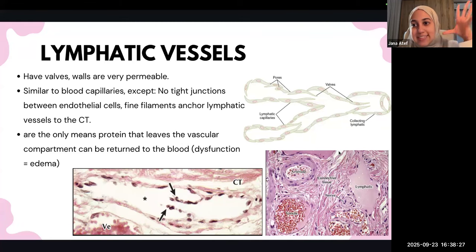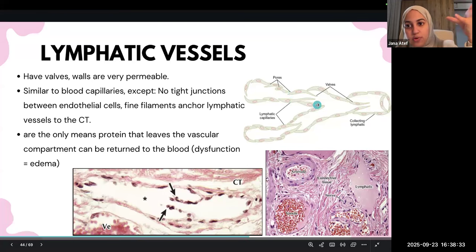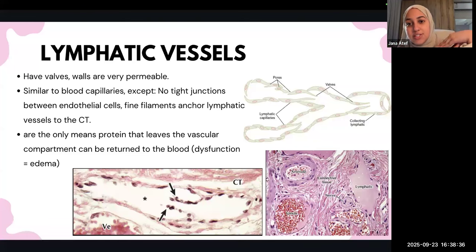It allows diffusion of interstitial fluid. Edema is caused by dysfunction. Yes, we have pores and spaces between them, but when there is too much, this is what causes an edema. Normally you have pores and no tight junctions between the lymphatic cells, which allows interstitial fluid to pass through, but it's not normal if it's too much. It also has fine filaments that anchor it to the connective tissue. This basically means it's not floating freely; it's anchored to the connective tissue right underneath it.